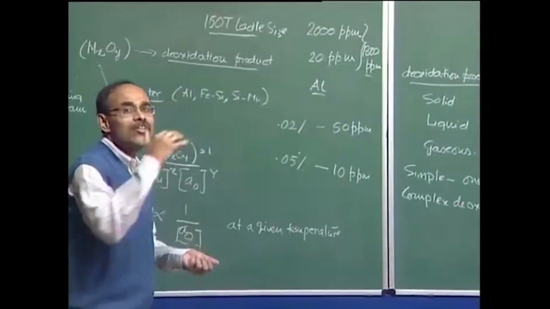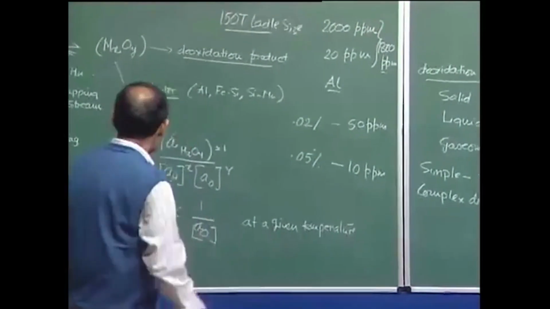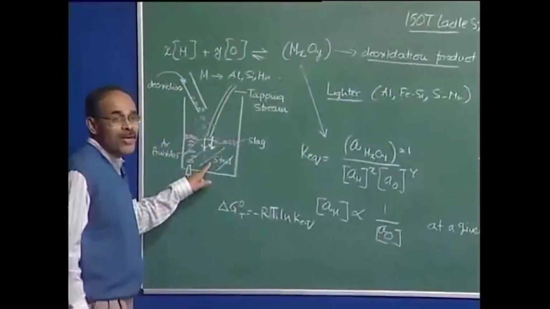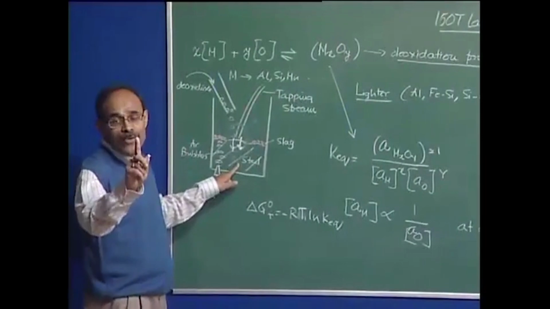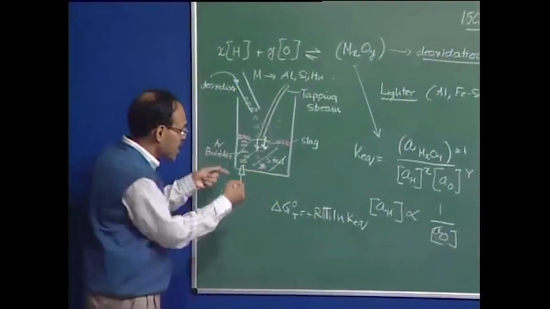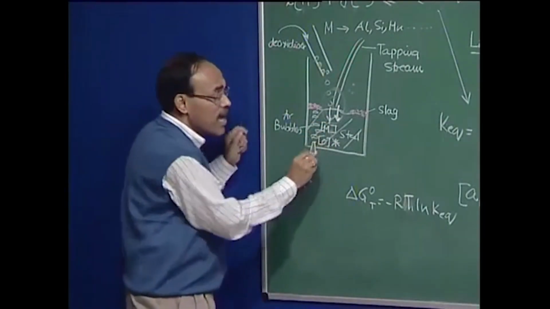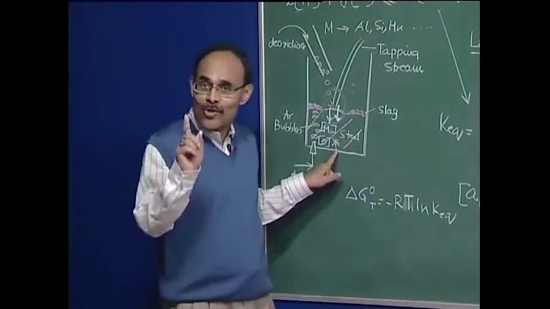Now coming back to the deoxidation product again, as I have mentioned, where are the deoxidation products forming? Be it liquid, solid or gas, they form in the bulk of the liquid, because it is here that the metal comes in contact with oxygen, and it is here that the deoxidation product is formed.